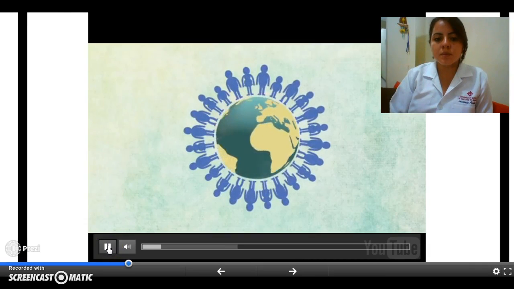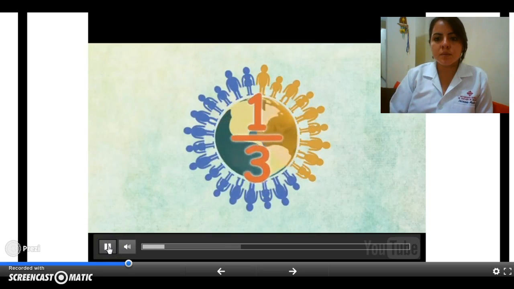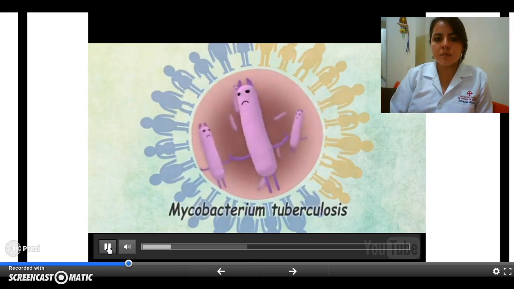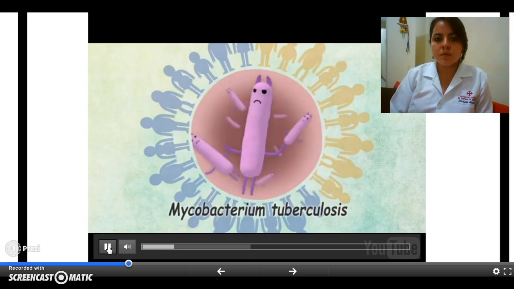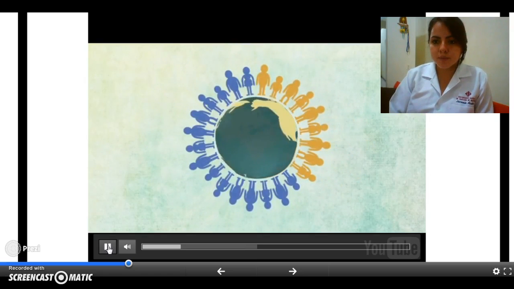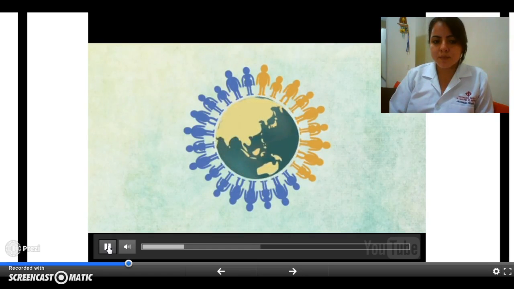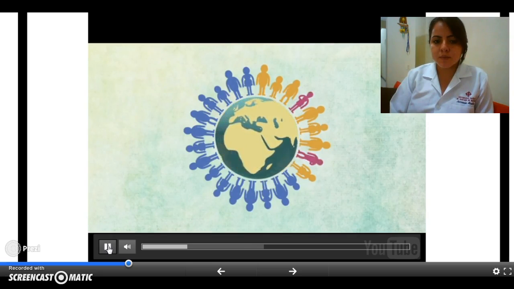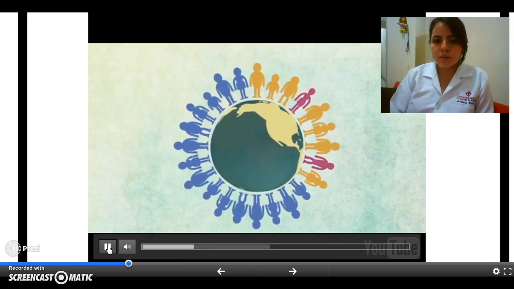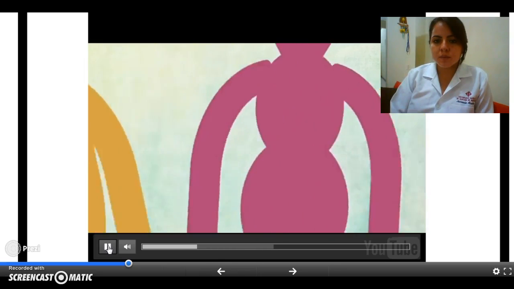An estimated 1/3 of the world's population is infected with tuberculosis. 1/3. And here's the culprit, the minuscule bacterium called Mycobacterium tuberculosis. But does that mean 2.3 billion people are sick? Fortunately not. Only a small proportion of them actually become sick. To understand why, let's take a closer look at the bacterium itself.